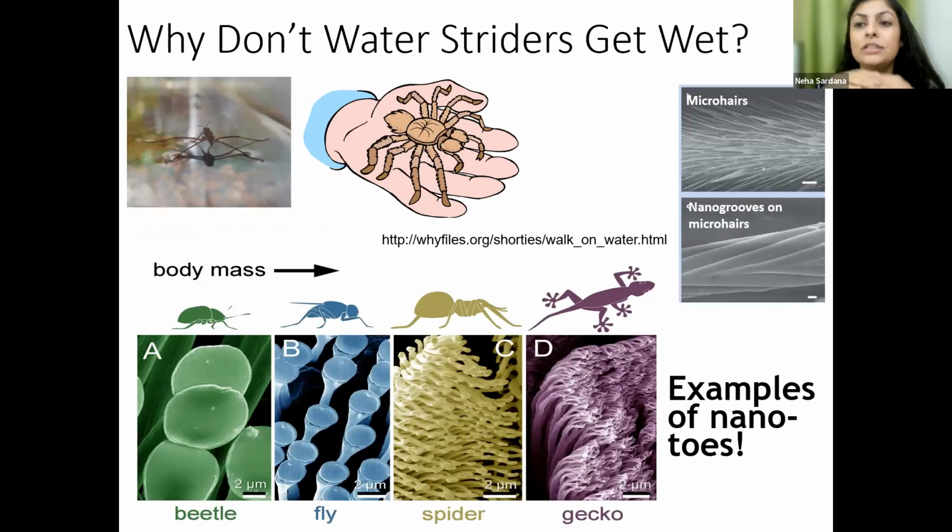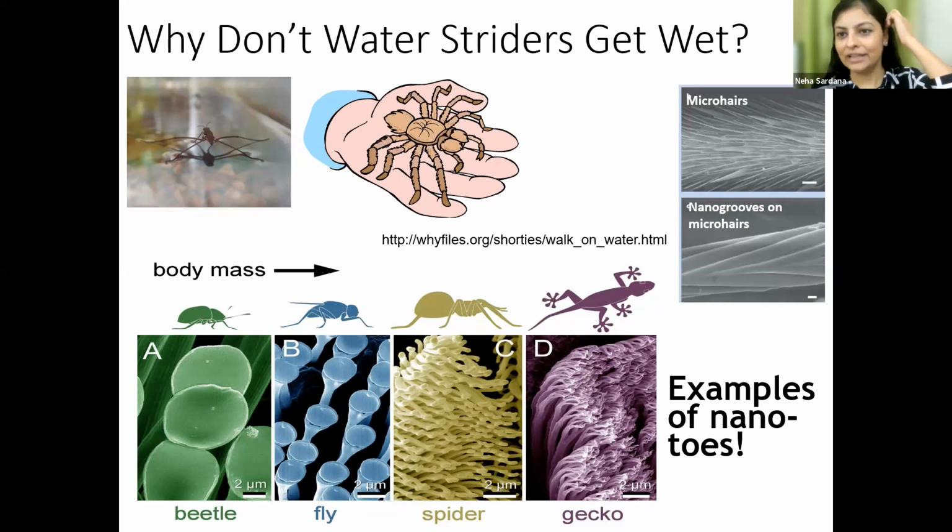Furthermore, the scientists have seen the feet of spiders or water striders, that they can walk on water. They can take their own weight and they can walk over water. And when they looked closely into the feet, they saw microhairs, and they saw nano grooves inside these microhairs which trap air. And that is why they give them a buoyancy effect.